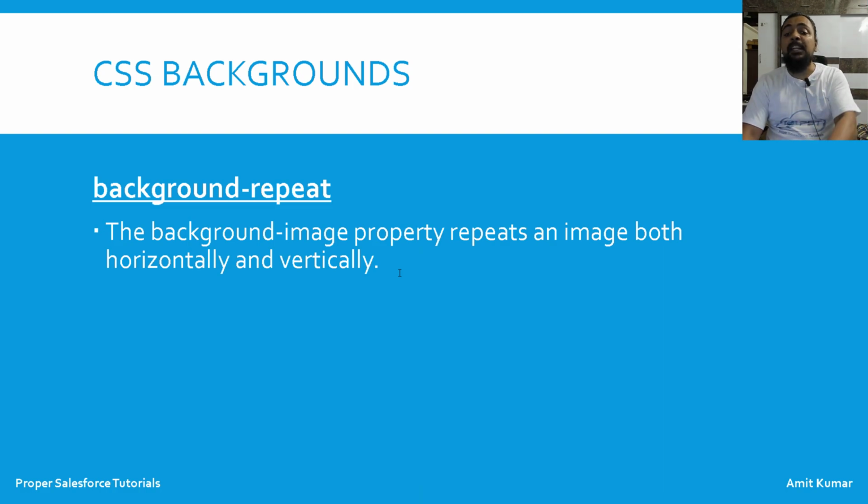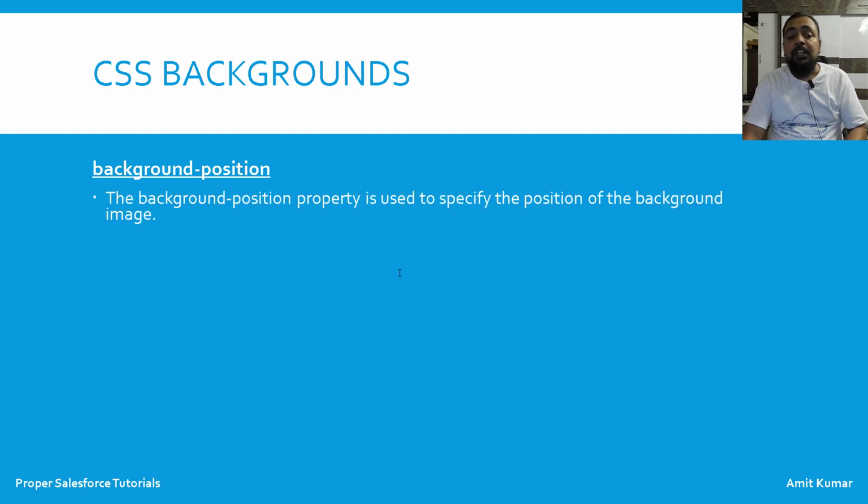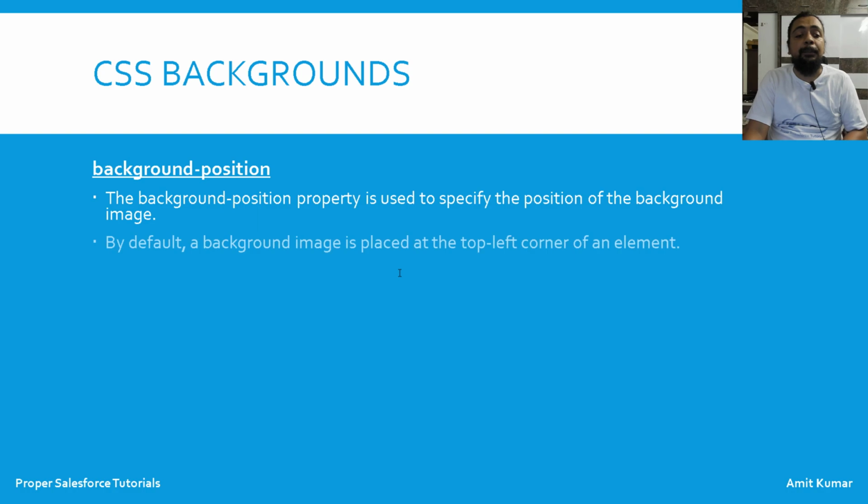Now background repeat property. The background image property repeats an image both horizontally and vertically, but the following values can be used with the background repeat property. If we want to repeat it horizontally, we can use repeat-x. If we want to repeat it vertically, we can use repeat-y. And if we don't want to repeat the image at all, we can use the no-repeat value for the background repeat property.